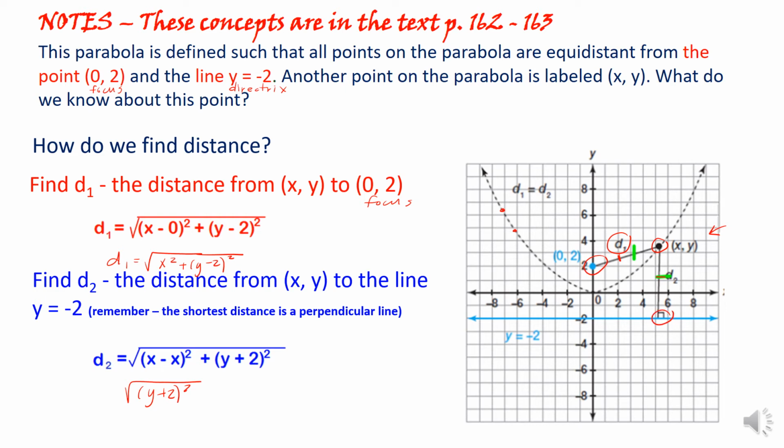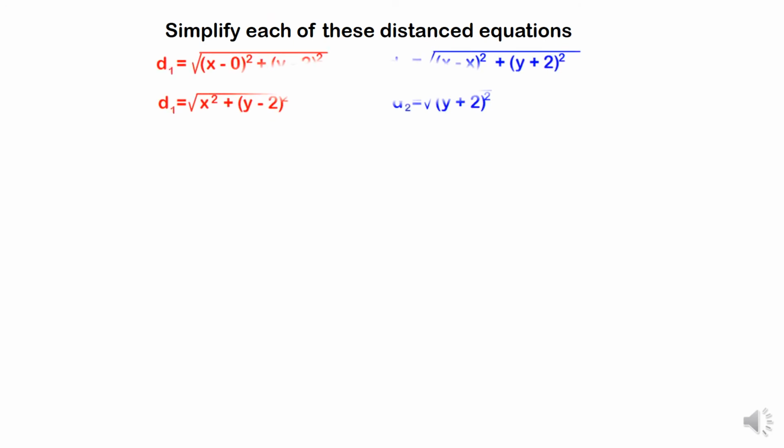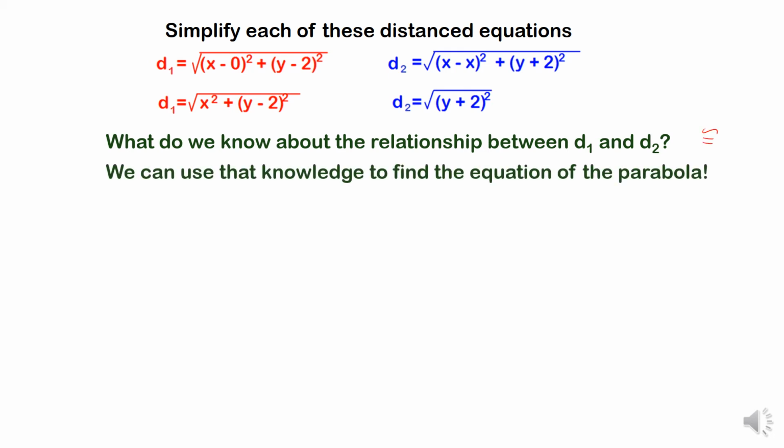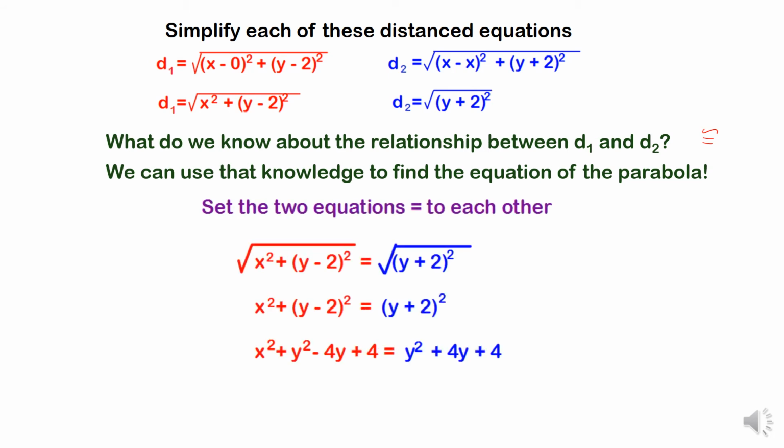Okay? So now we're going to simplify each of these distance equations. So there's the simplification. I already showed you on the other page. And what do we know about the relationship between d1 and d2? We know that they are congruent. So we can use that knowledge to find the equation of the parabola. We're going to set the two equations equal to each other. Okay? So now that we've gotten to this point, we're going to simplify, cross out the things they have in common, and we get x squared equals 8y.